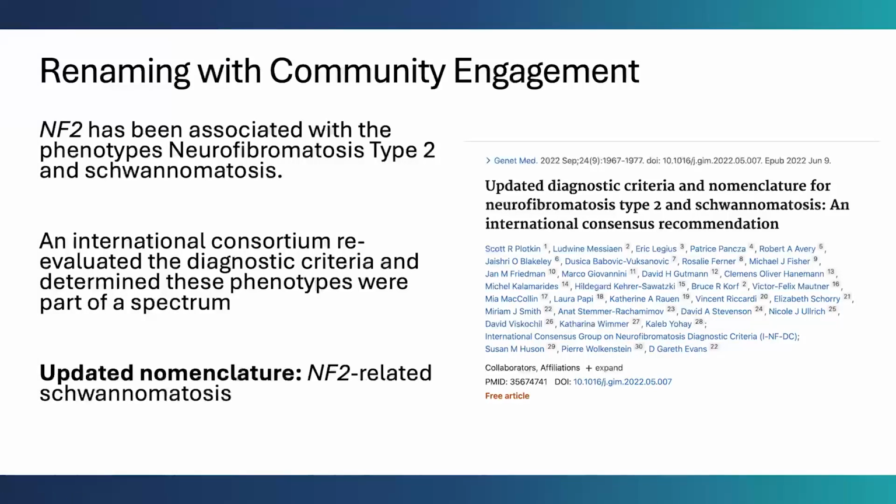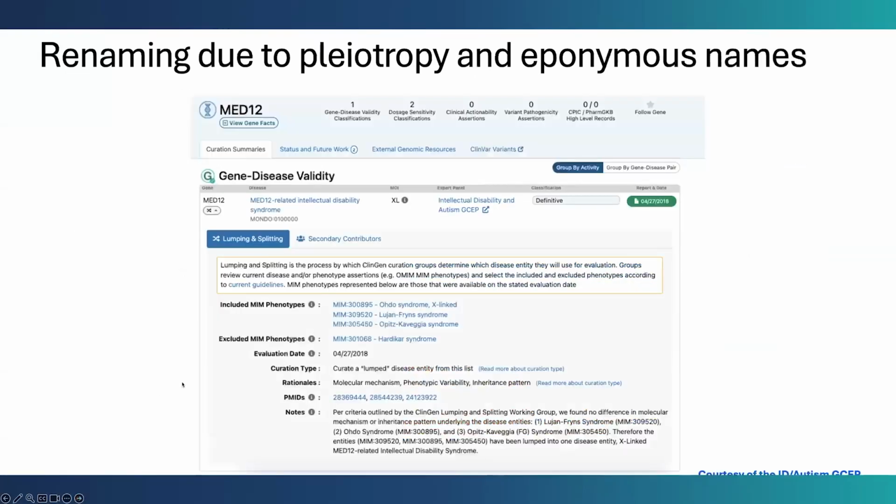We also encourage groups to engage with the community as much as they can. This happened at the same time we were developing our guidance, and they happened to create a dyadic name, which is great, very similar, but this is a group of individuals that are part of the neurofibromatosis type 2 foundations. You can see it's an international consensus group for the diagnostic criteria. They had several different groups, like the Children's Tumor Foundation and patient advocacy groups, implemented here, and they decided to update the name of neurofibromatosis type 2 to NF2 related schwannomatosis.